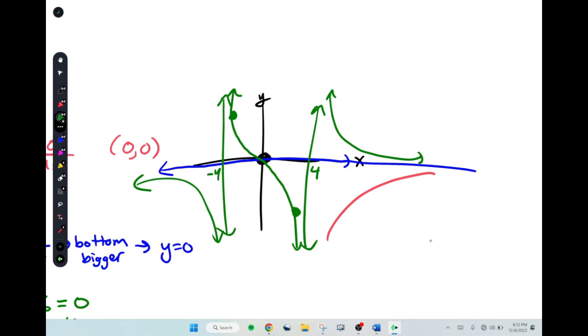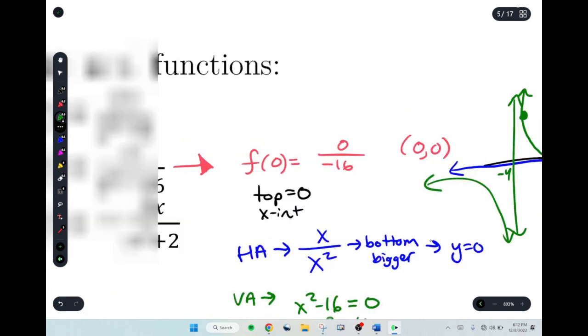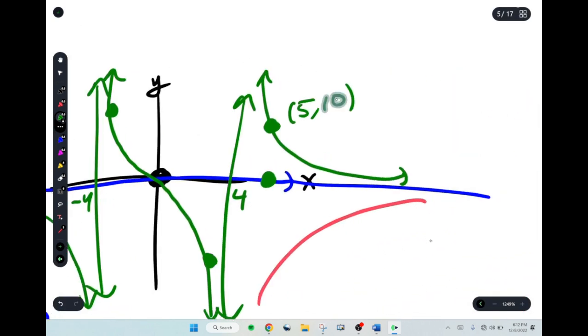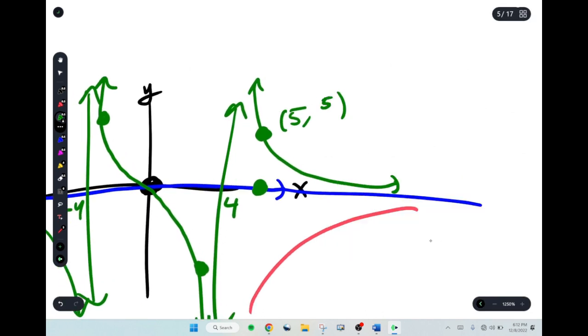What was the purpose of doing these on the outside? Those are part of the line. The point 5, comma, I don't know, what do you want to say, that's 10, is on this graph. Let's go look. If I plug in 5, I get 5 over 25 minus 16. What's 25 minus 16? 9. So 5 over 9. That point actually isn't 10, sorry. It's 5 over 9. That's on the graph.